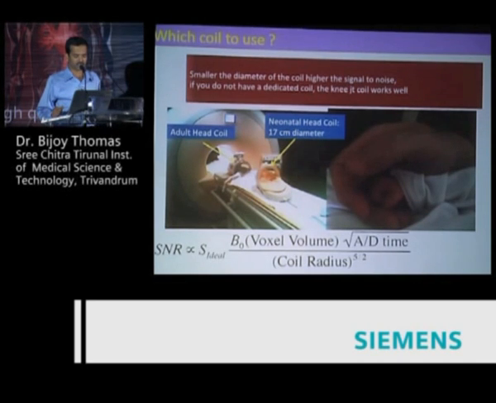So we know that the signal-to-noise ratio is directly proportional to the coil's filling and inversely proportional to the coil radius. When you are talking about neonatal MR imaging, you should have a 17 centimeter or smaller head coil, which is not readily available for most of us. Can we do it on a knee coil? Probably yes, but monitoring these patients in a knee coil will be very difficult, and some sequences like DWI or even SWI may not be available on a knee coil. So we need a dedicated head coil for neonatal imaging.